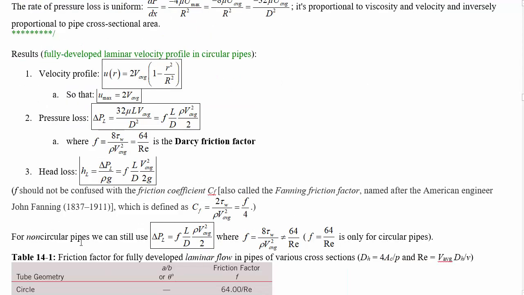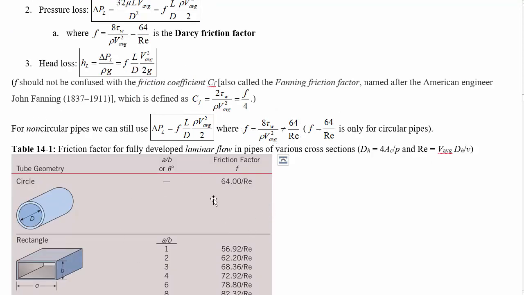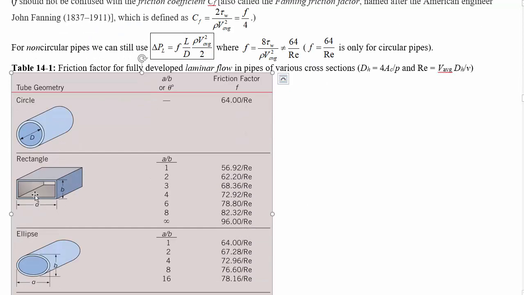For a non-circular pipe, we can still use this delta P is F L over D, rho V average squared over 2, where F had this definition in terms of the shear stress, but again, that's not going to be 64 divided by Reynolds number. Instead, you can get it from some kind of a table. So here are some results for rectangular pipes. If A over B is equal to 1, a square duct, then it would be 56.92 divided by Reynolds number. If A over B is 3, then we're at 68 divided by Reynolds number.